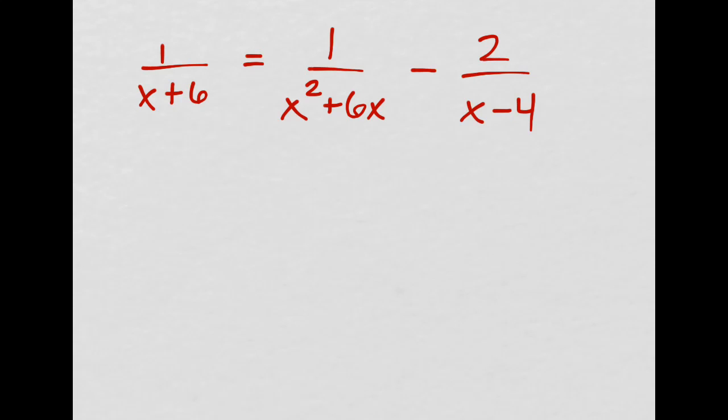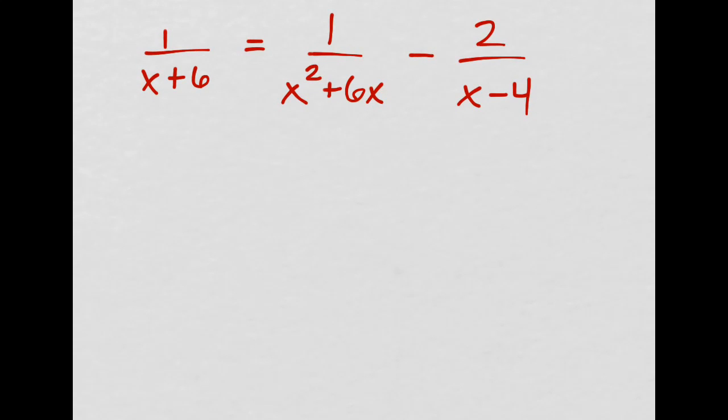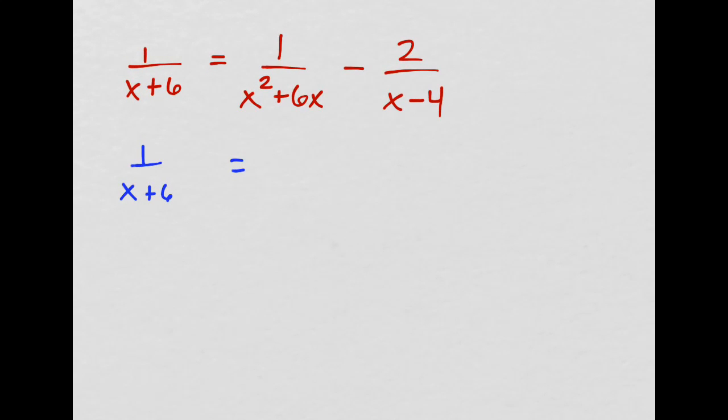I already know that I am adding or subtracting fractions, so I'm going to get a common denominator. But before I do that, I have to factor everything. This one I can't factor. I'm going to separate things a little bit. This one would be x times x plus 6. So those pieces are the same. I have to multiply this one by x.